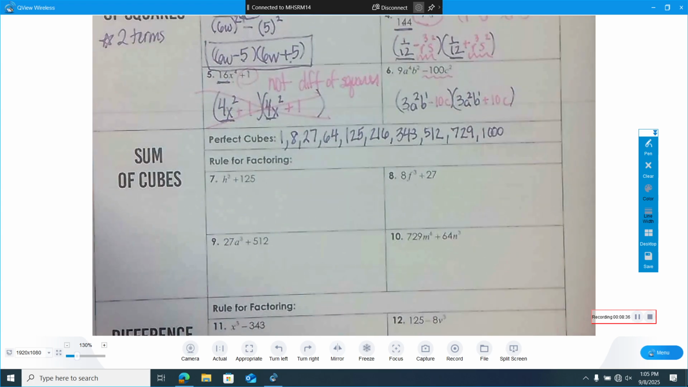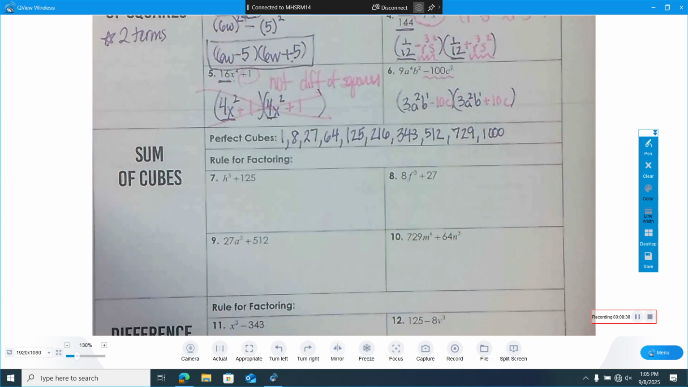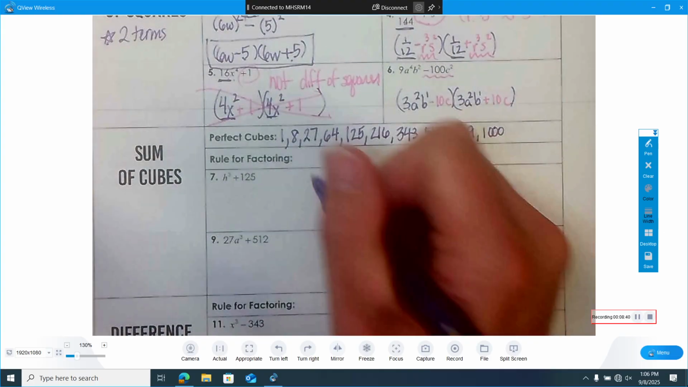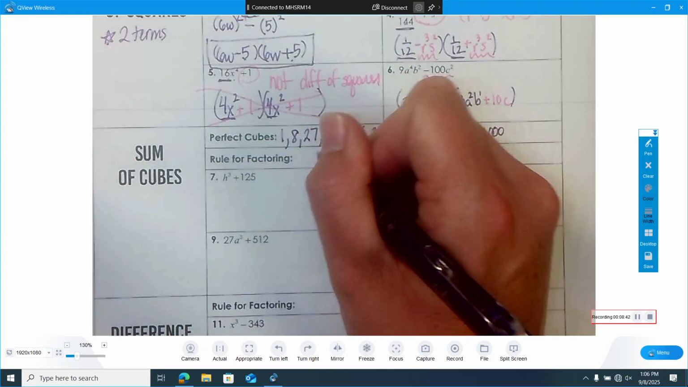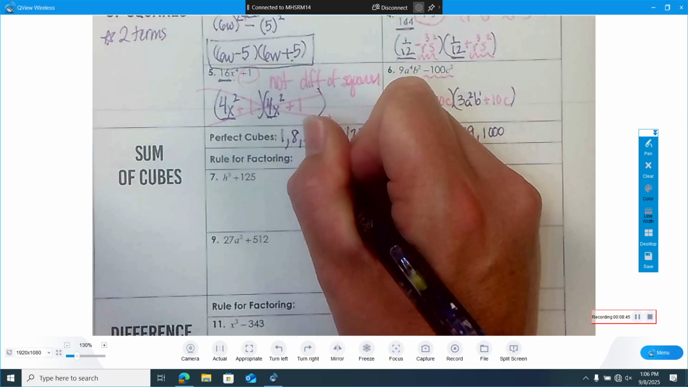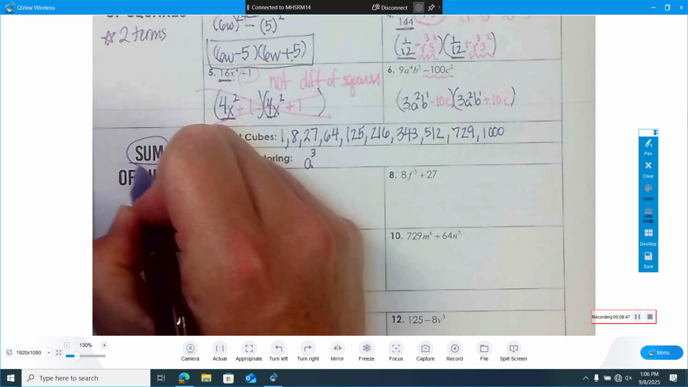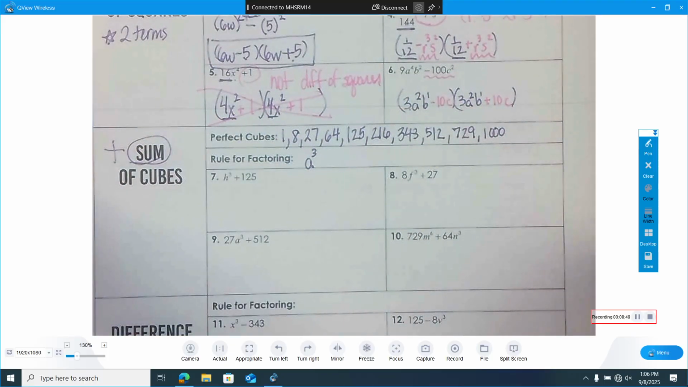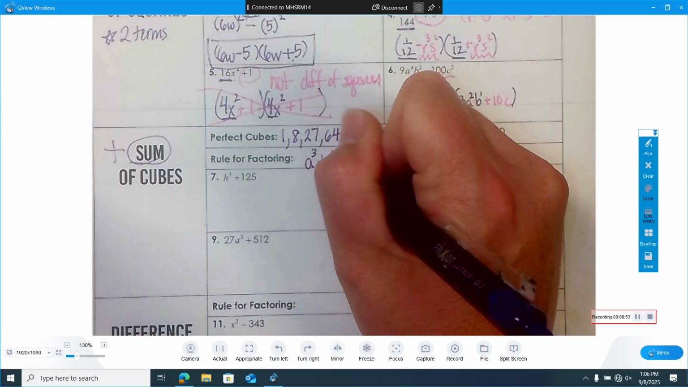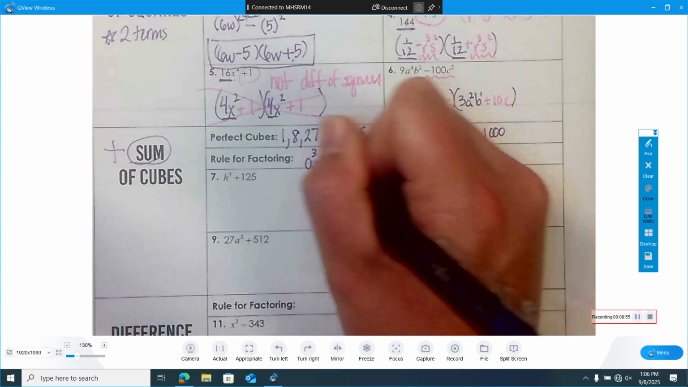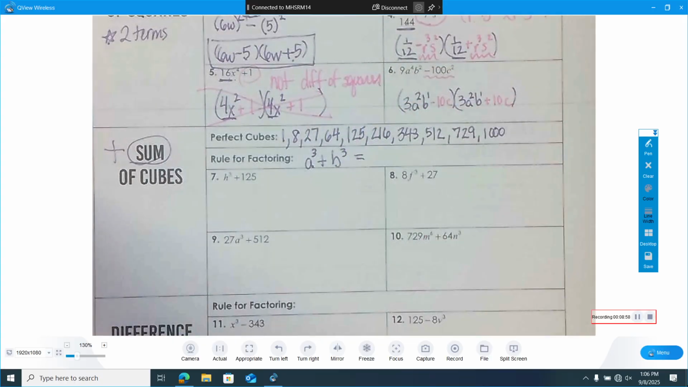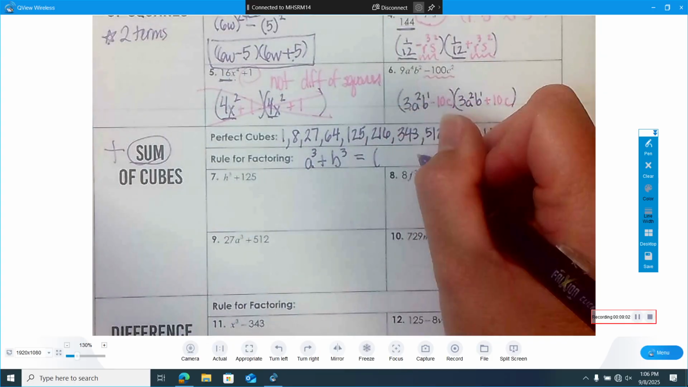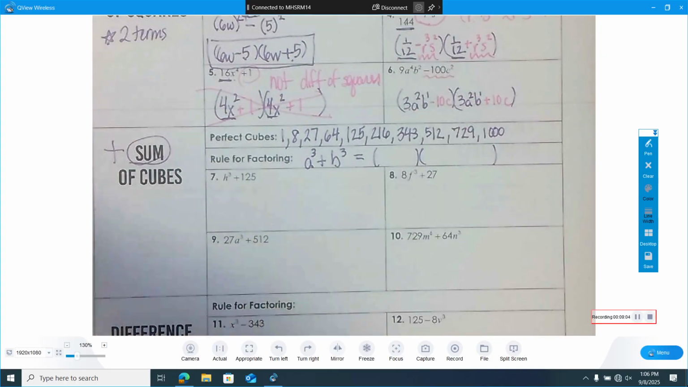Okay. So sum and difference of cubes do have a special pattern, and I do go by the pattern for these. The rule for factoring here is if I have something to the 3rd power, this is sum of cubes, so this means that we're adding 2 perfect cubes together. And so if I have a cubed plus b cubed, it's going to factor into what I like to call a small bubble and a big bubble. Small bubble, big bubble.